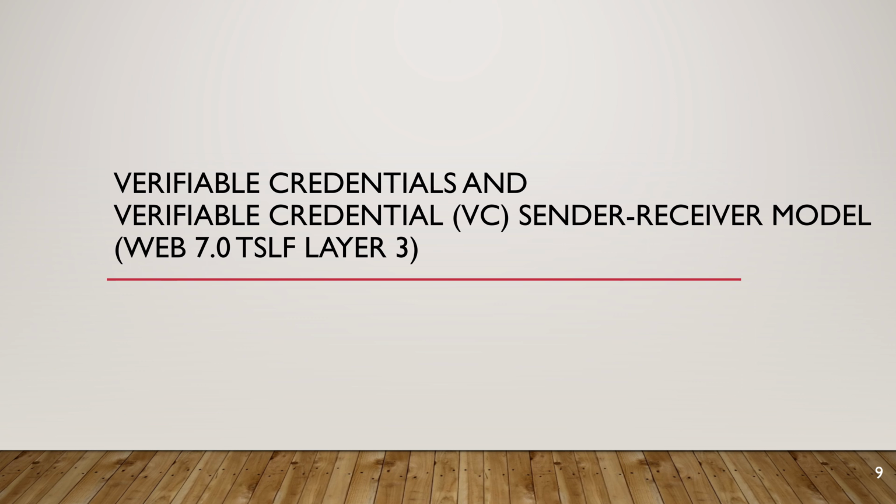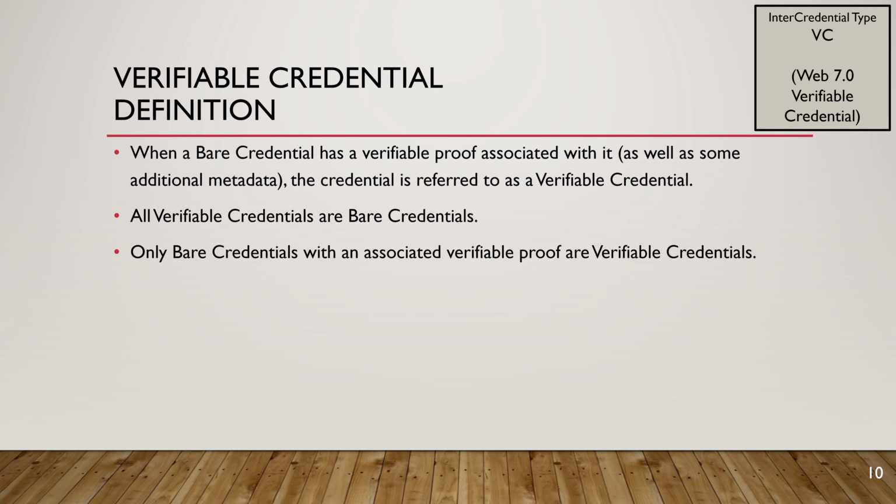Let's take a little baby step, a little more sophistication, and look at how these are slightly different. When a bare credential has a verifiable proof associated with it, as well as some other additional metadata, the credential is referred to as a verifiable credential. All verifiable credentials are bare credentials, but only bare credentials that have an associated proof can be named or typed verifiable credentials. And we can see in the top right-hand corner that the InterCredential type is VC for Web 7.0 verifiable credential.